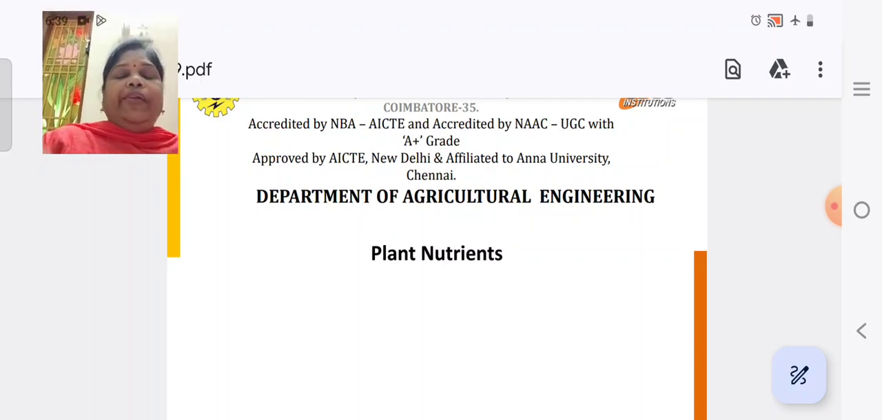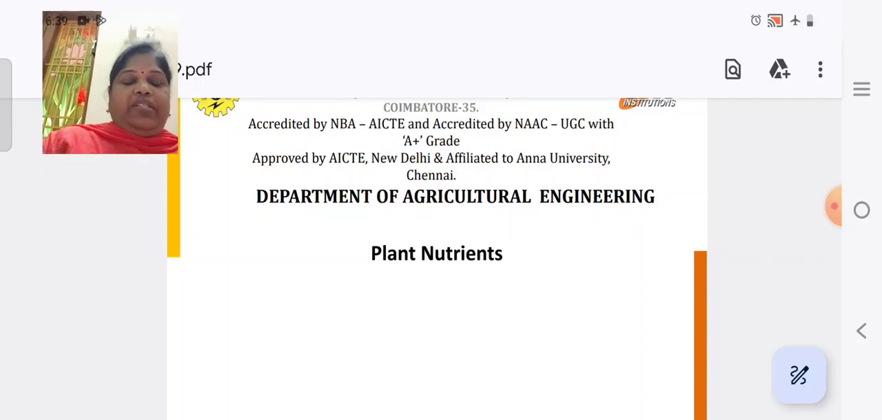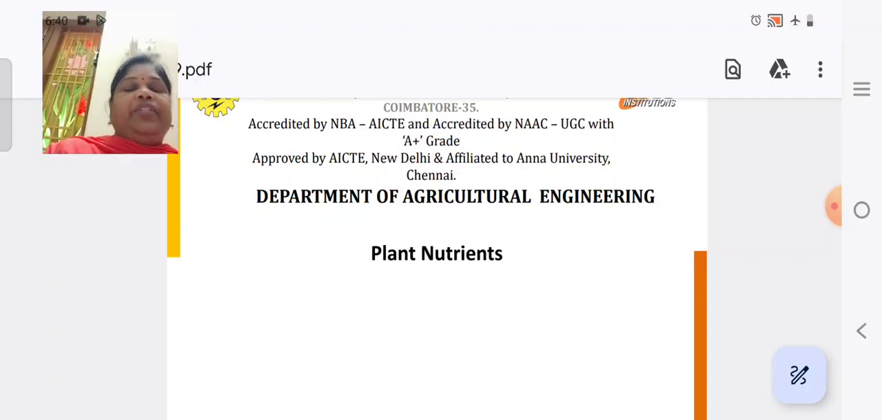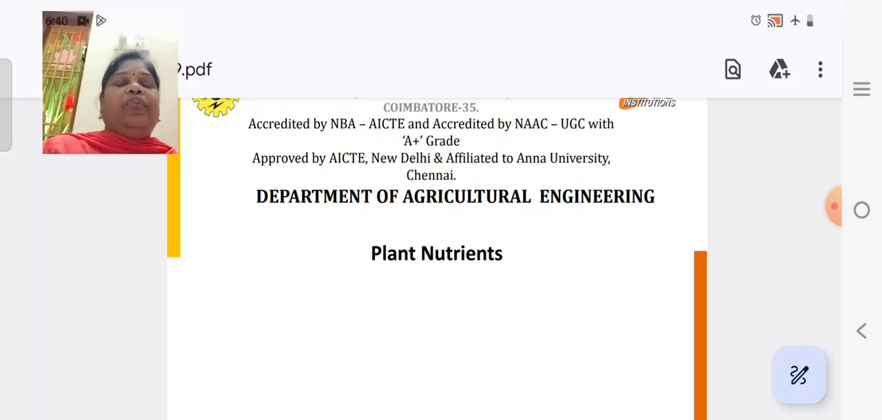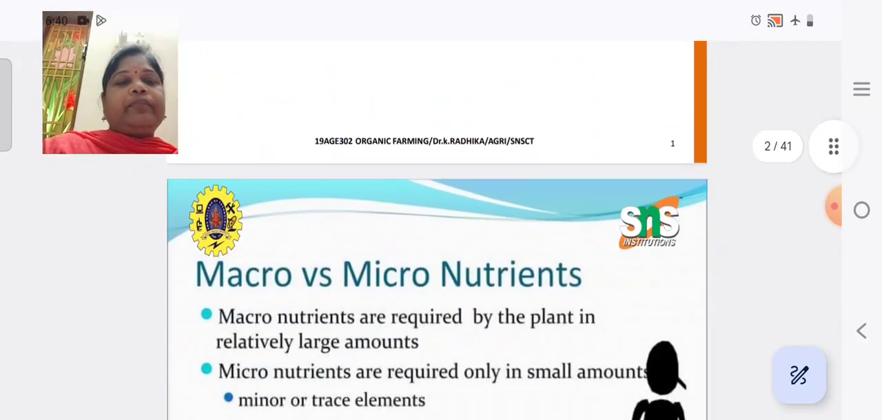Today, we are going to discuss plant nutrients. We are cultivating so many crops in Tamil Nadu and all over India. We need some supplements to grow plants for higher yield. So we will discuss what the nutrients, fertilizers, and supplements for plant growth are. Let's see one by one.